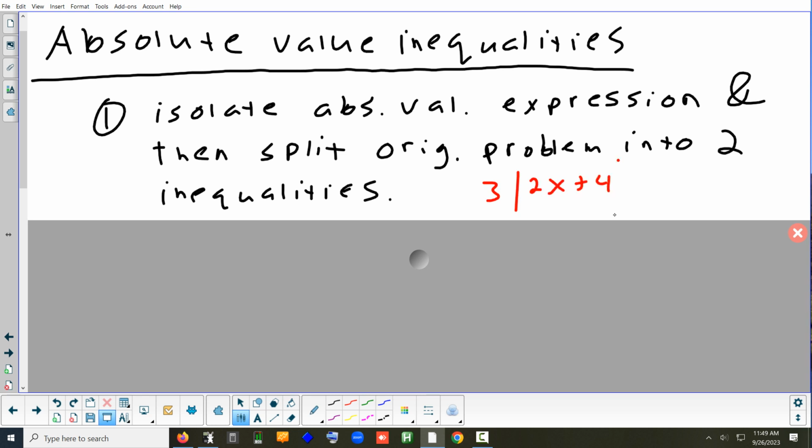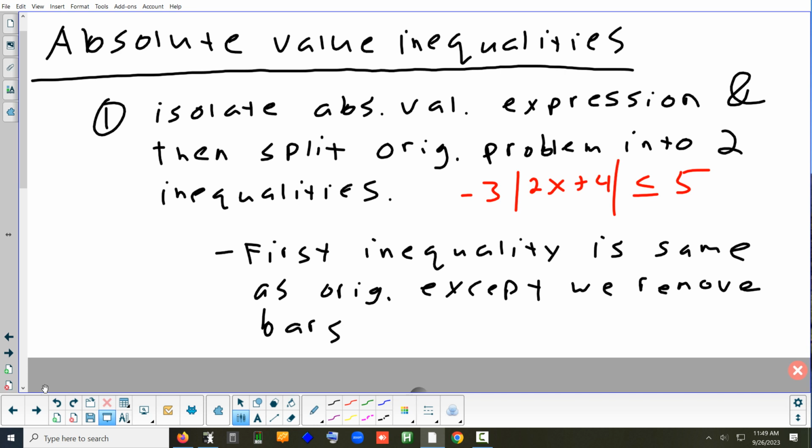Is this an absolute value inequality where the absolute value is by itself? Is there anything outside these bars? The answer is yes. So you'd have to divide both sides by 3. Now, if that was a negative, and you divide both sides by -3, you need to flip that inequality. Okay. So first step is make sure the absolute value is by itself, and then split it into 2 problems.